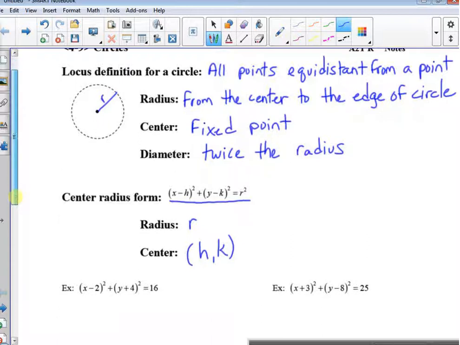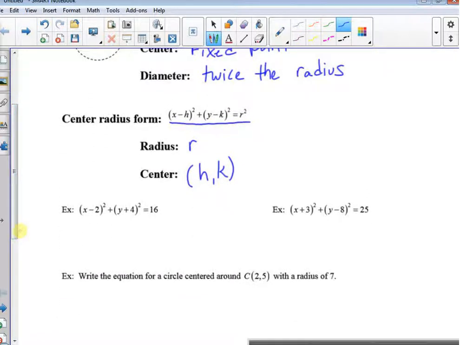So, to start off though, if I was looking for what is the radius and the center, my first example, the radius is equal to the square root of 16, because the radius squared equals 16, so the radius is 4, and you can't have a negative radius, so that's positive 4. The center is, according to the rule, the opposite. And when we do the distance formula, you'll see that, so it's 2, negative 4.